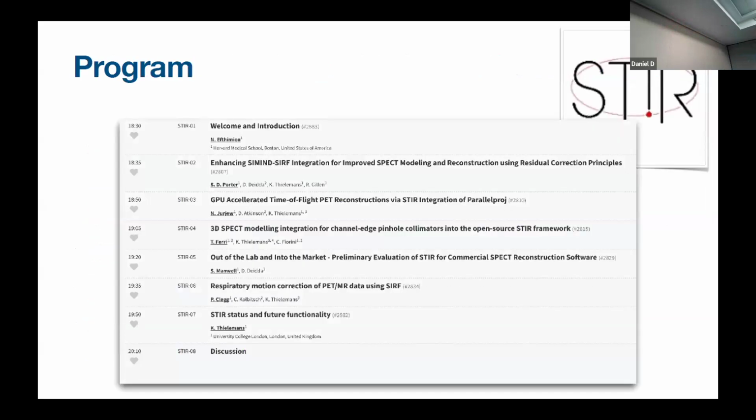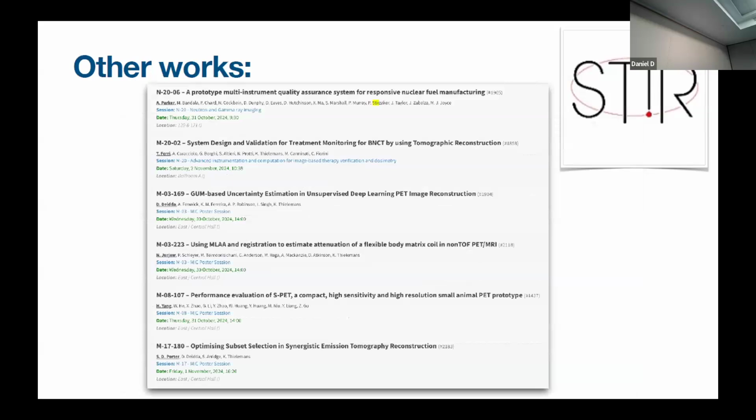This year's program has 6 presenters, and you can find them here in the slide. It's in red over there. But also we have other works that use STIR, and they are very interesting posters and presentations, and I think that you should definitely keep an eye out for them.